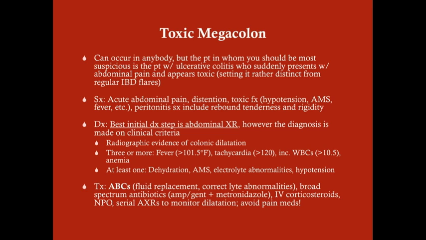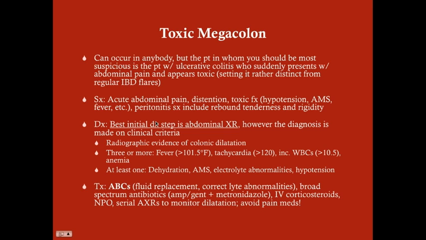Now, I said this primarily happens in ulcerative colitis, and it does. 75% of cases are in patients with ulcerative colitis. And then there are a certain percentage that happen in Crohn's as well. Other things that put you at risk, particularly in the U.S., are ischemic colitis and then pseudomembranous colitis, which, remember, is your antibiotic-associated diarrhea. So the symptoms here are acute abdominal pain, distension, and especially the toxic features, which are hypotension, altered mental status, fever, and so forth.